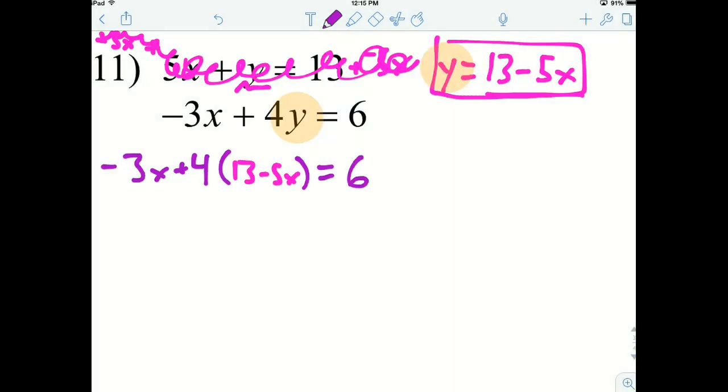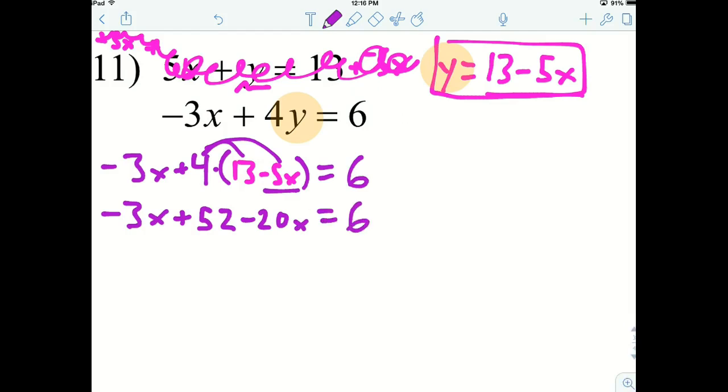I'm going to have to do my distribution right away, and remember that distribution is multiplication. So I multiply by both of those pieces. I have a negative 3x. Then I have the addition of 4 times 13. Plug that one in your calculator, you're going to get 52. Then I have 4 times negative 5x. And when I do that, I get negative 20x. So I do the 4 times the negative 5 to get negative 20, and then the x. And all of that is equal to 6.